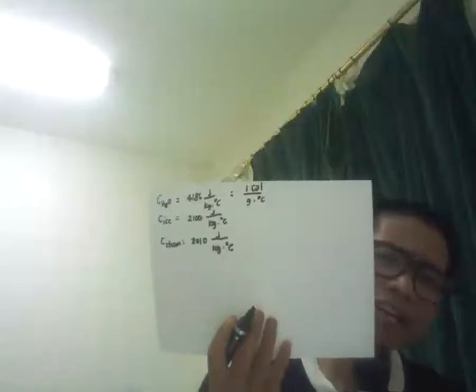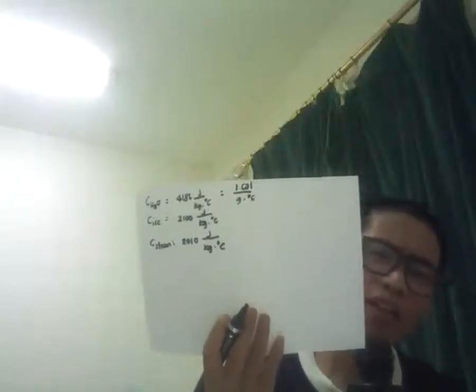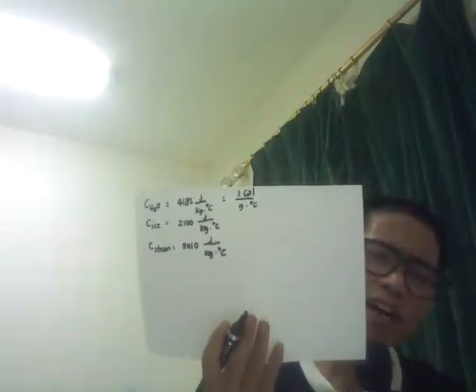And the specific heat capacity of the steam is equal to more or less 2,010 joules per kilogram degree Celsius. So we have now the specific heat capacities. This means the three phases: the solid, the ice; the liquid, the water; and the steam. The steam is the vapor, or exists as a gas.